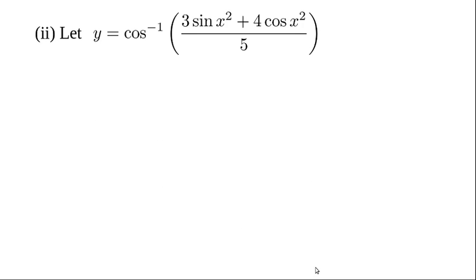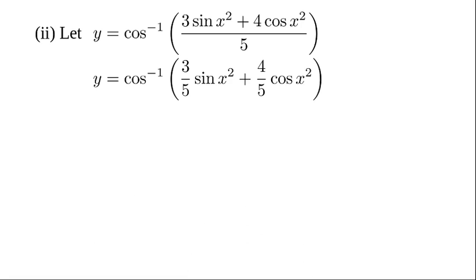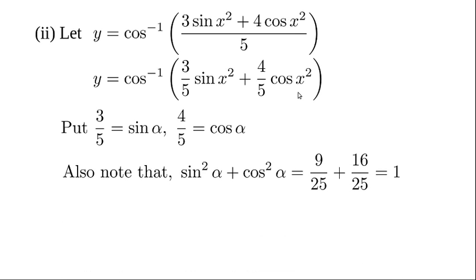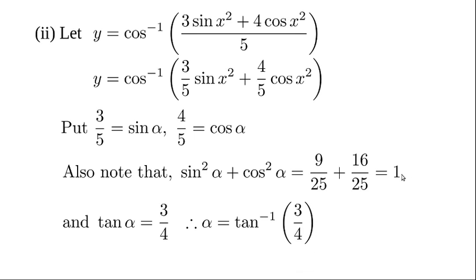And the second example, y equal to cos inverse of (3 sin x square plus 4 cos x square) upon 5. And here also we observe that this 5 is nothing but the square root of the sum of the squares of 3 and 4. So here also we divide the numerator by 5 separately like this. And we replace 3 by 5 by sin alpha and 4 by 5 by cos alpha. And again we note that sin square alpha plus cos square alpha works out to be 1. And the value of alpha is tan inverse of 3 by 4.